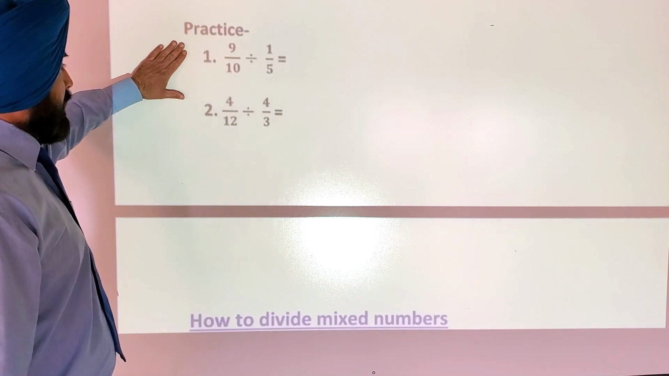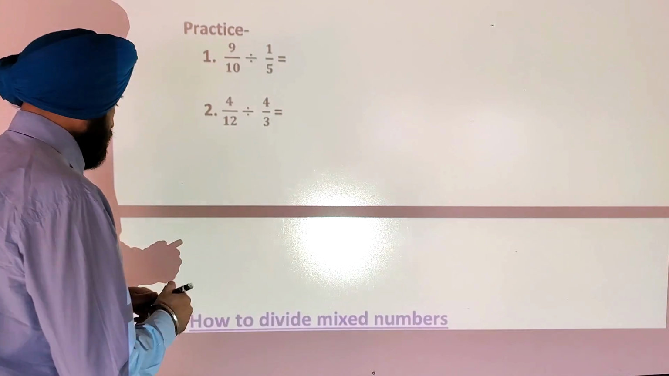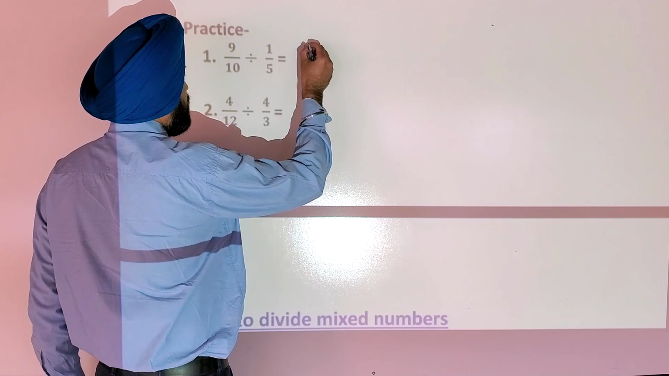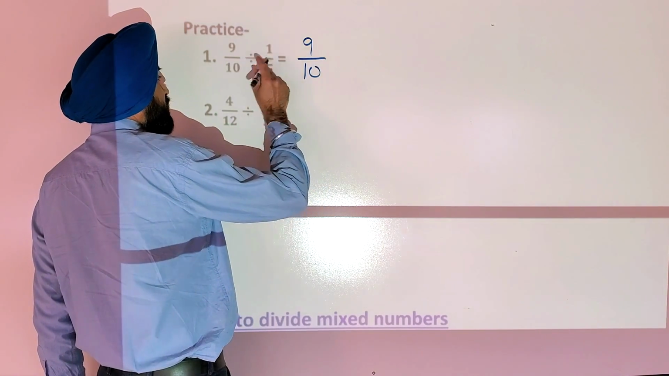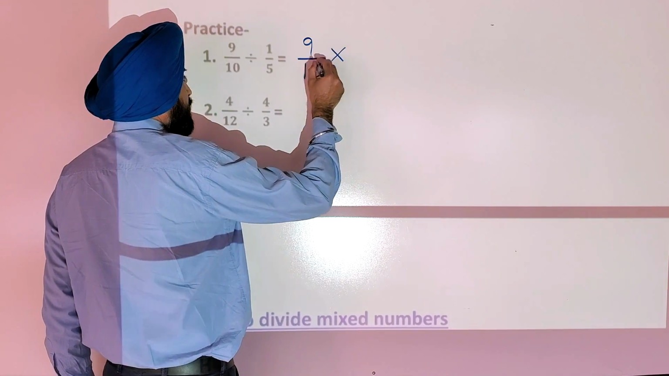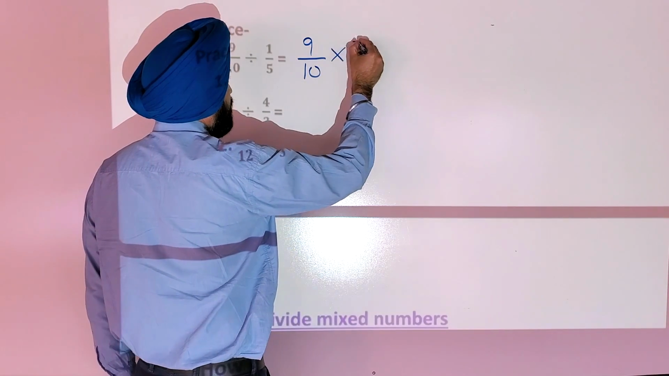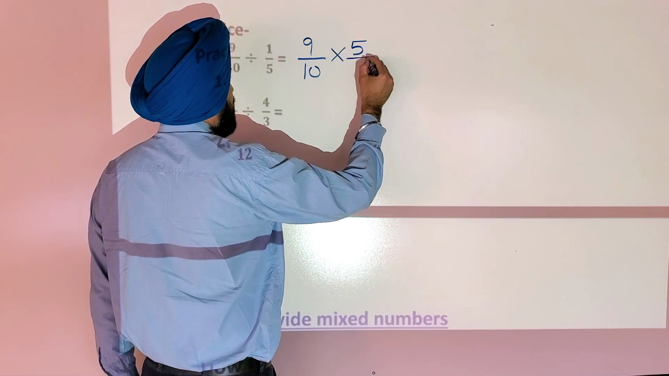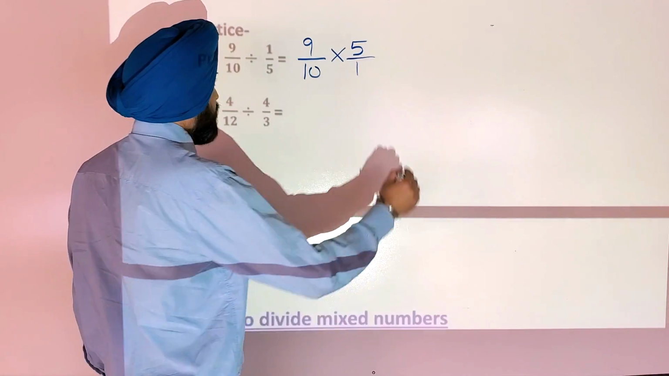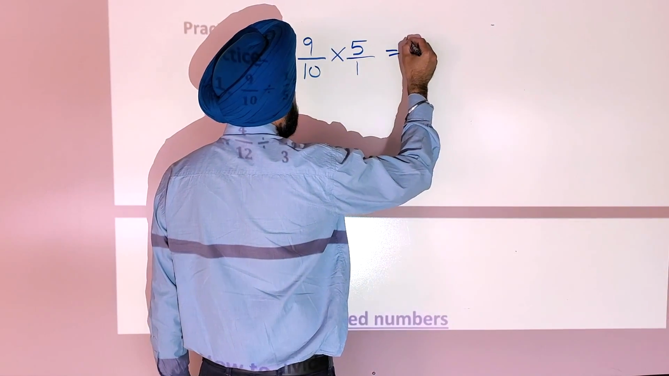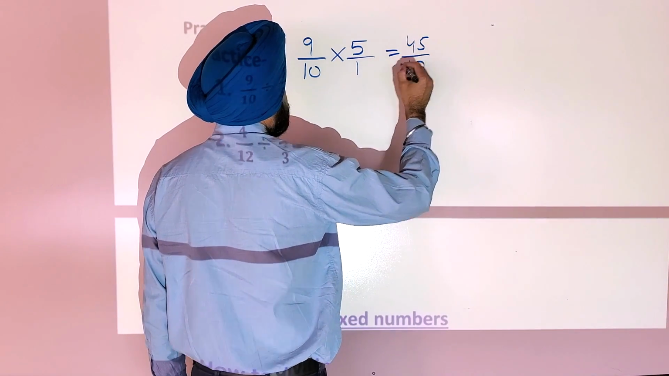Let's see 9 over 10 divided by 1 over 5. So write 9 over 10 as it is. Instead of the division sign, put a multiplication sign. Now flip 1 over 5, which becomes 5 over 1. Or you can say the reciprocal of 1 over 5 is 5 over 1. Multiply top by top, 9 times 5 is 45. 10 times 1 is 10.